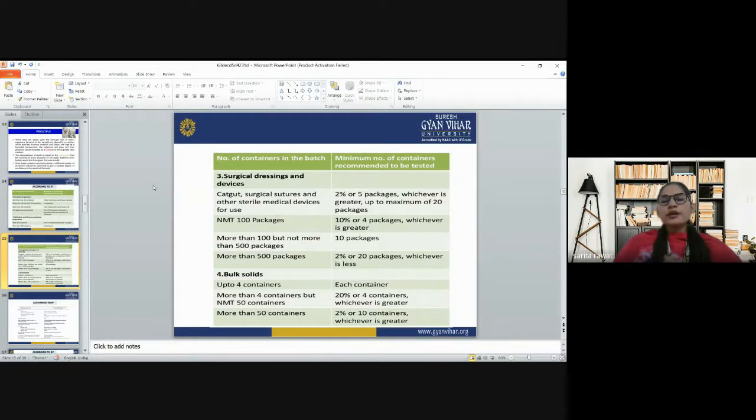Now, next is bulk solids for sterility testing. If there are up to 4 containers, we have to take each container. If more than 4 containers but not more than 50 containers, we have to take 20% or 4 containers, whichever is greater. If there are more than 50 containers, we have to take 2% or 10 containers, whichever is greater.